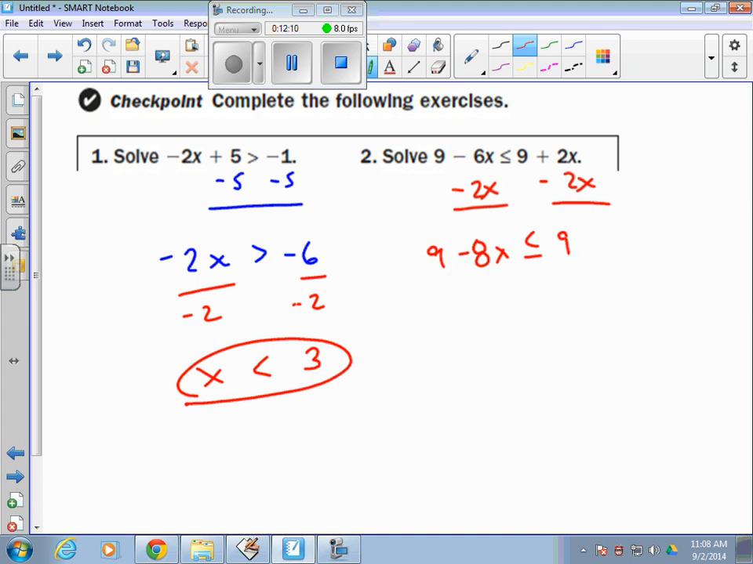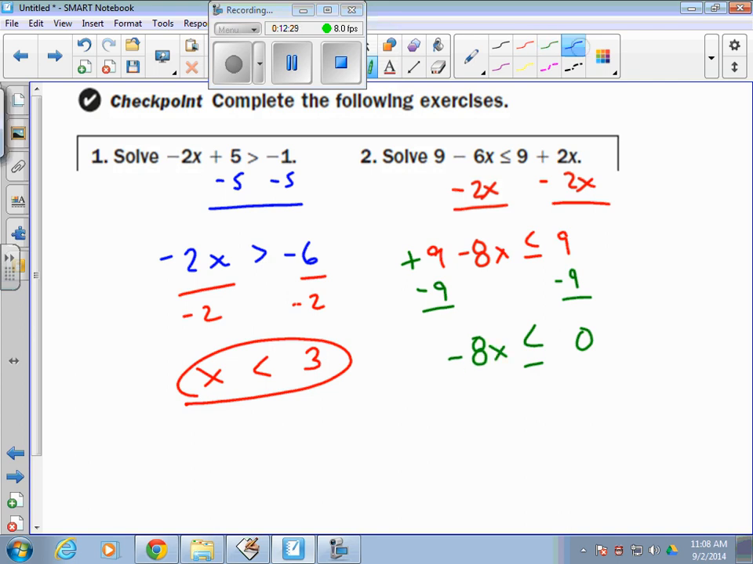You've got x's on the left-hand side. Let's move the other part to the right. The other part in this case is plus 9, or positive 9. Undo that by subtracting 9. If you do it there, subtract 9 on the other side. 9 minus 9 is going to be 0. Didn't do anything to reverse the symbol. We have negative 8x is less than or equal to 0.